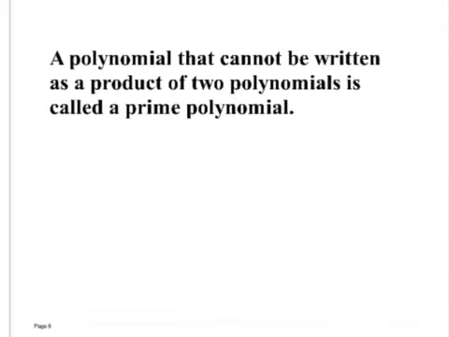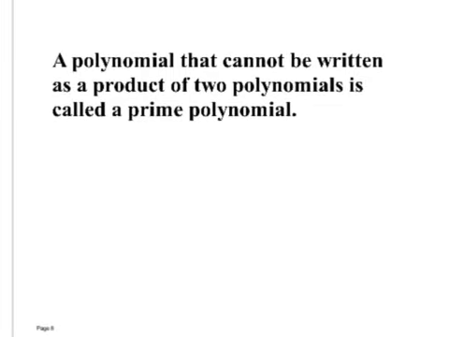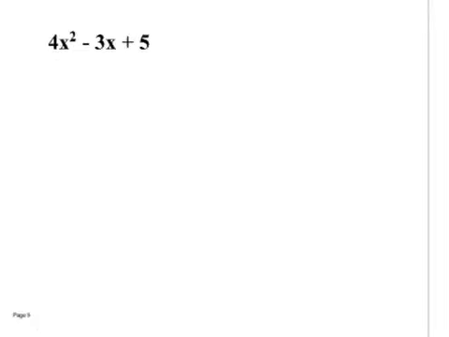This tells you that a polynomial cannot be written as a product of two polynomials. It's called a prime polynomial. So a polynomial that can't be written as a product of two polynomials is called a prime polynomial. What this means is that a polynomial that can't be factored using integers like we've been doing, we call it prime. Write this down.